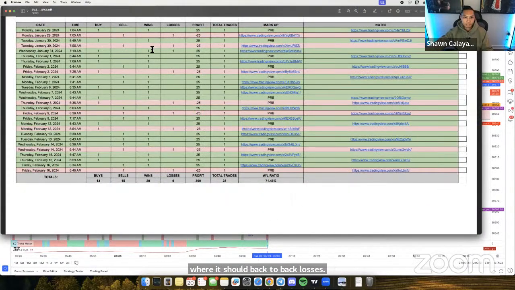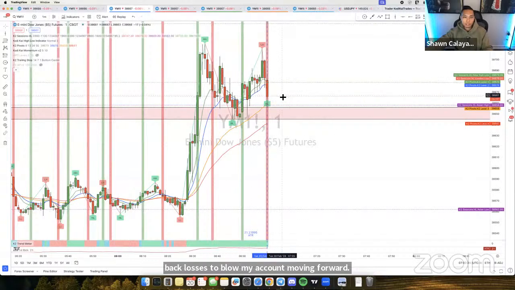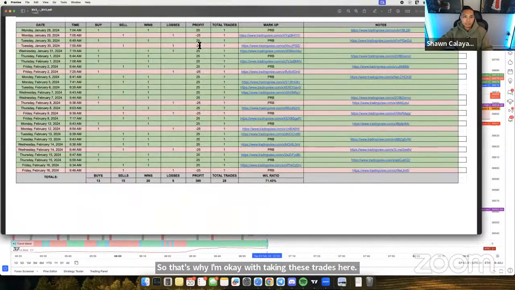So you can see from the data, there's never been even 2 back-to-back losses. Today was the first back-to-back loss. But from the data, I'd have to have 6 back-to-back losses to blow my account moving forward. So that's why I'm okay with taking these trades, minimizing my risk and just taking it day by day, because it's literally going to be impossible for me to blow my account. I'm showing you guys how it's impossible to blow your account and then slowly make profit day after day, if that makes sense to you guys, right?